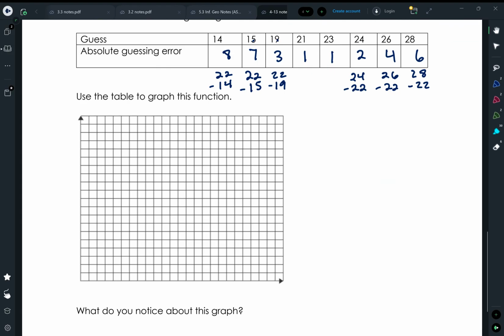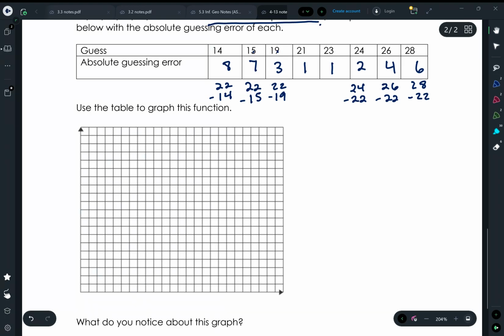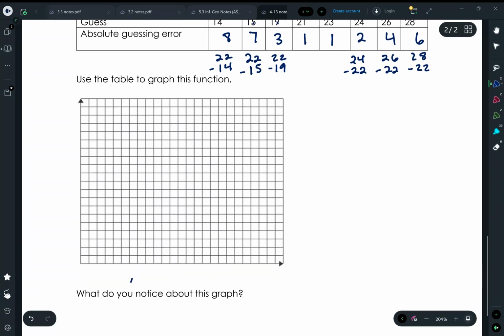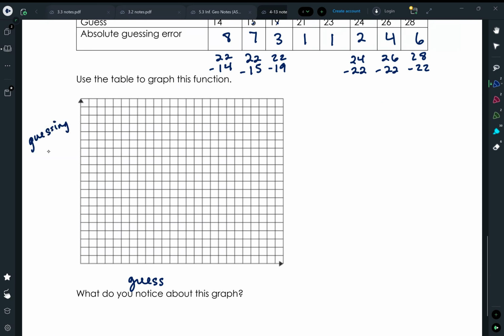So along my x-axis is going to be my guess. So the guess is going to go down here. And then the guessing error will be on the y-axis. So first you give a guess, then we say how much you're off by. And so let's see. We got a label up to, I guess our guesses go up to 28.